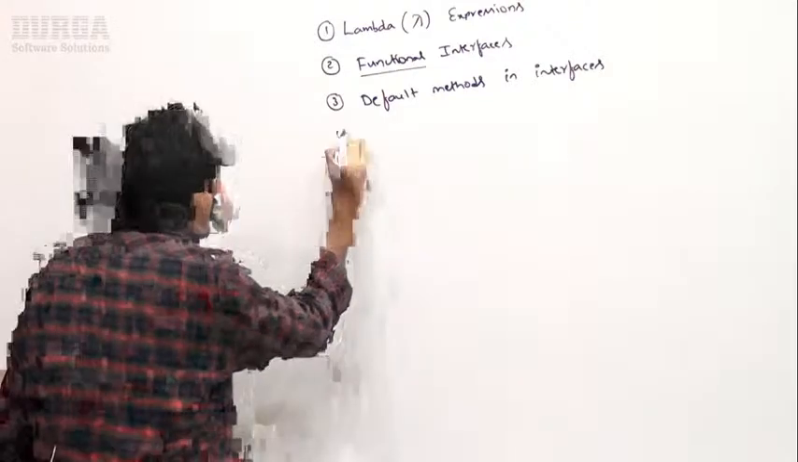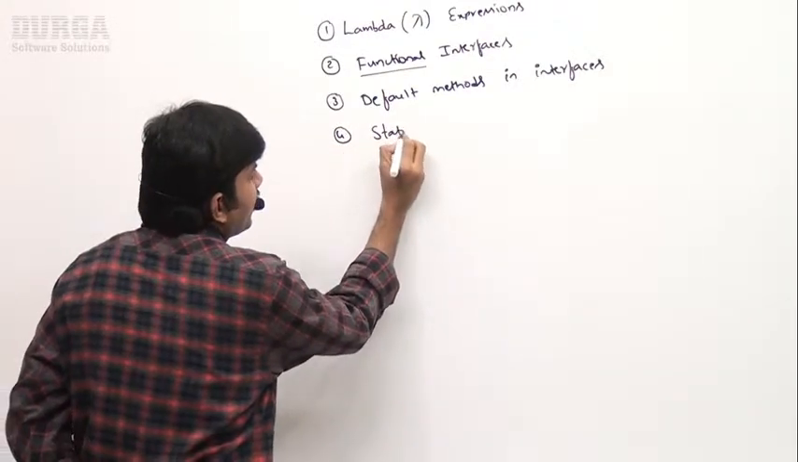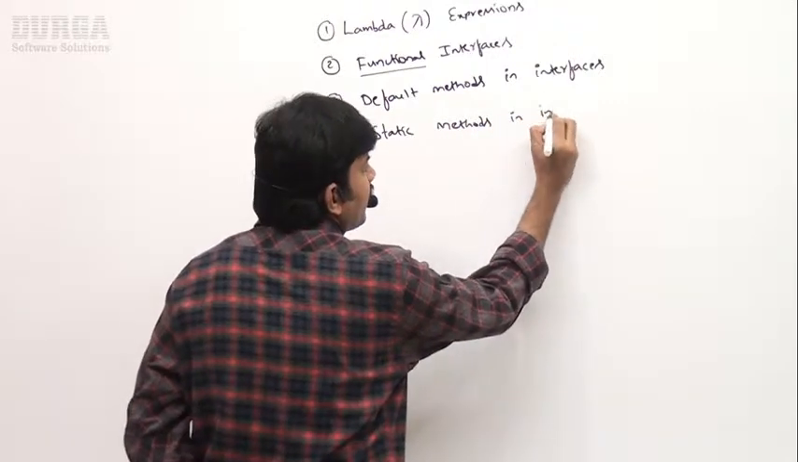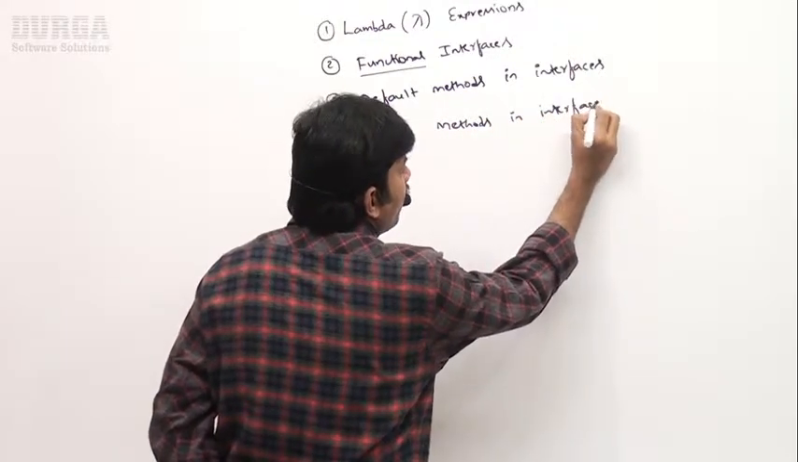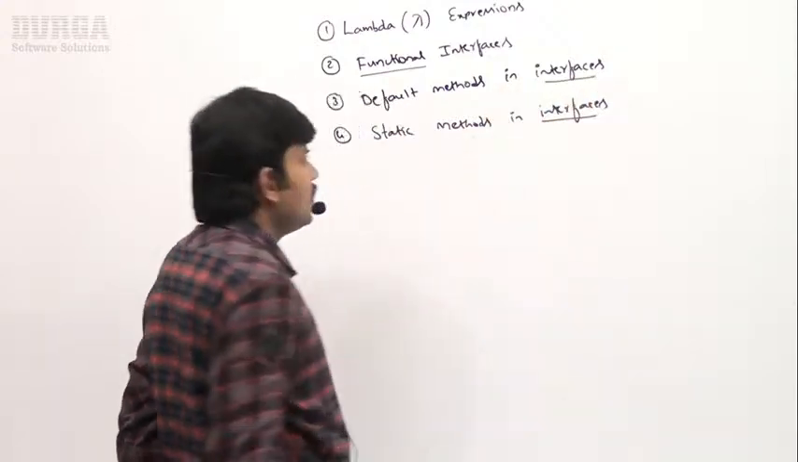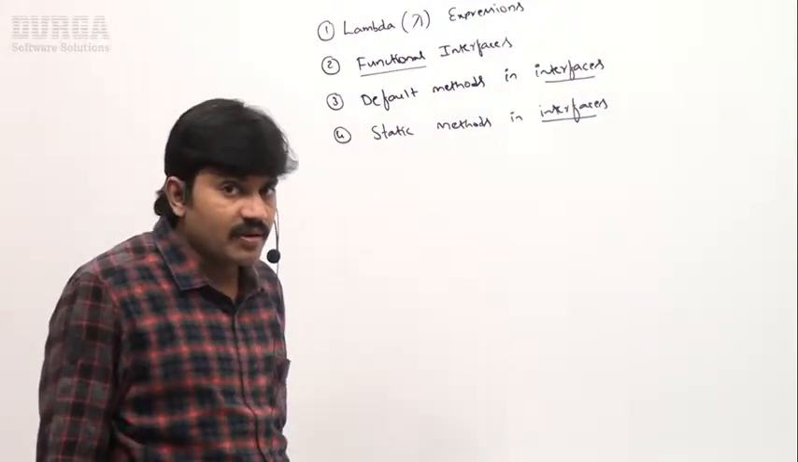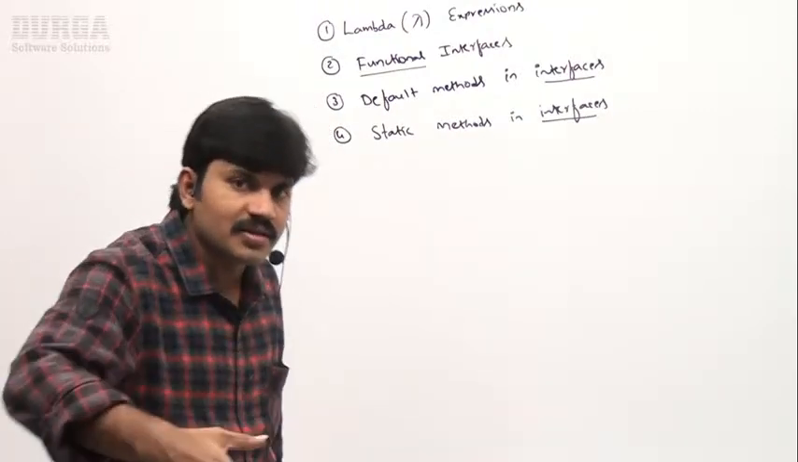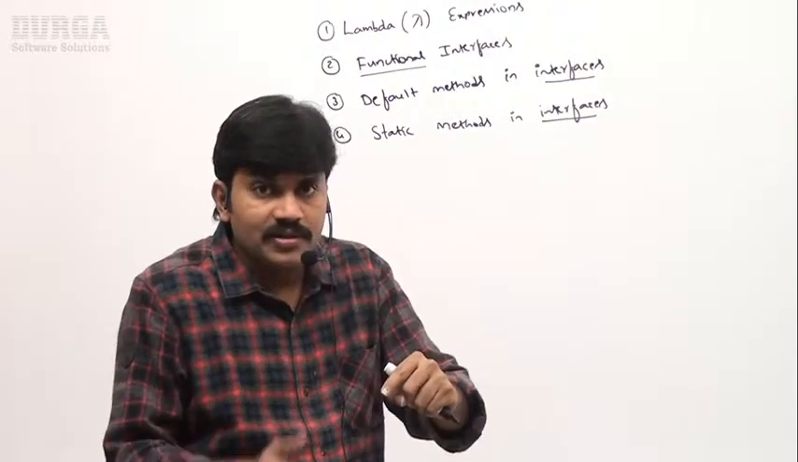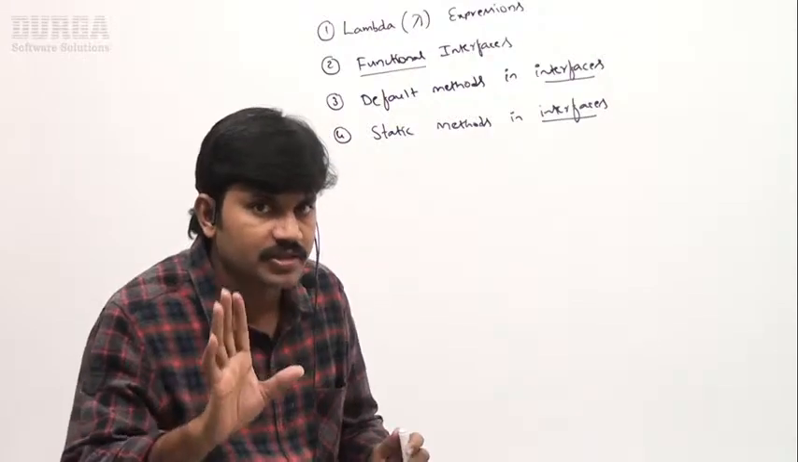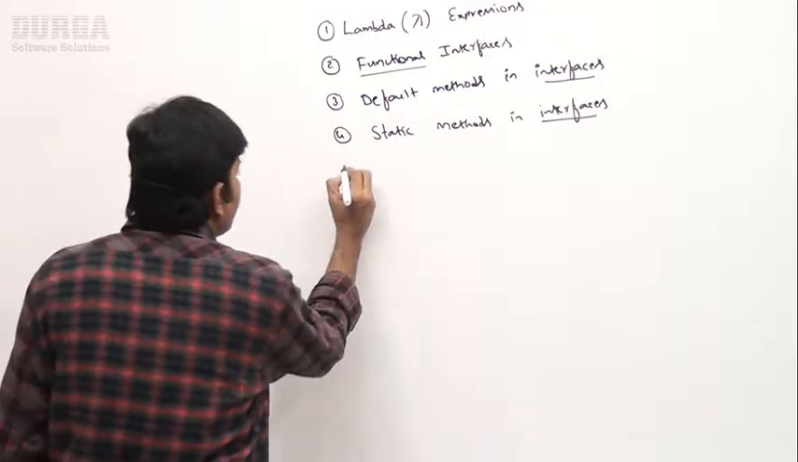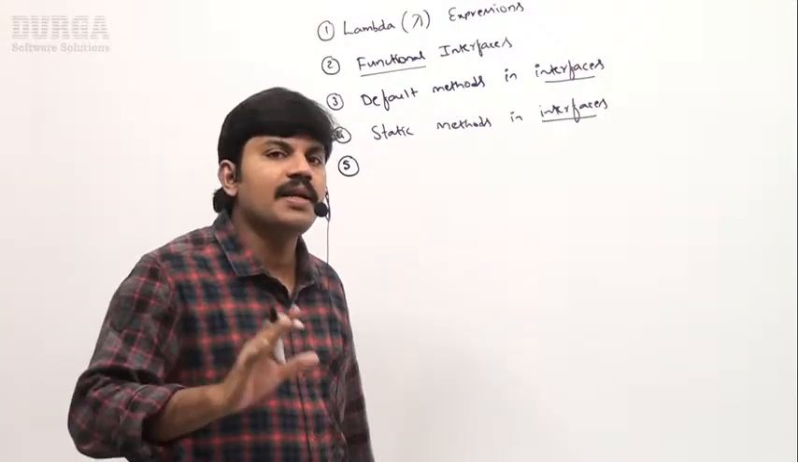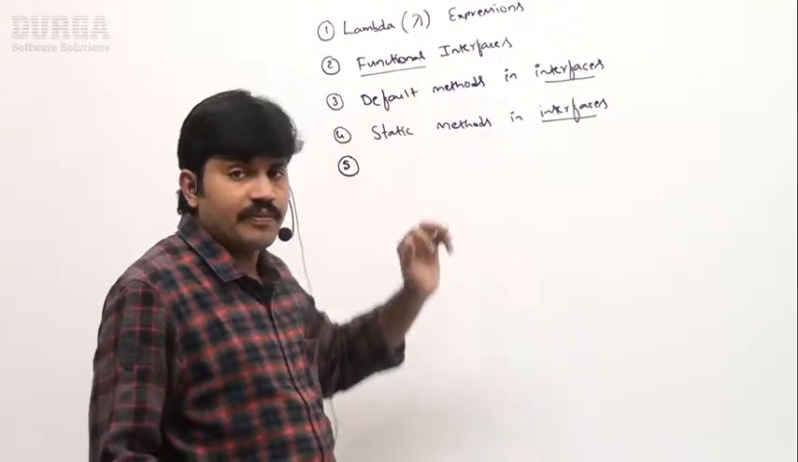The fourth one: we can even declare static methods inside an interface. So default methods, and after that static methods. These two extra things are allowed inside an interface from the 1.8 version onwards. Next, after this, we have to talk about some predefined functional interfaces.